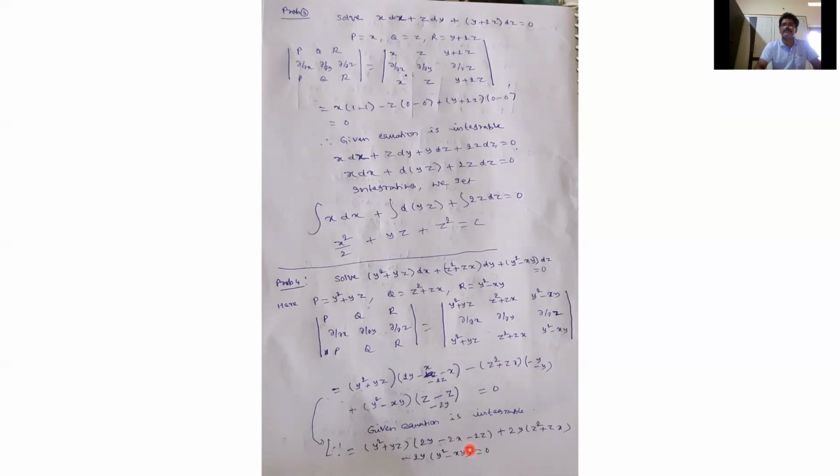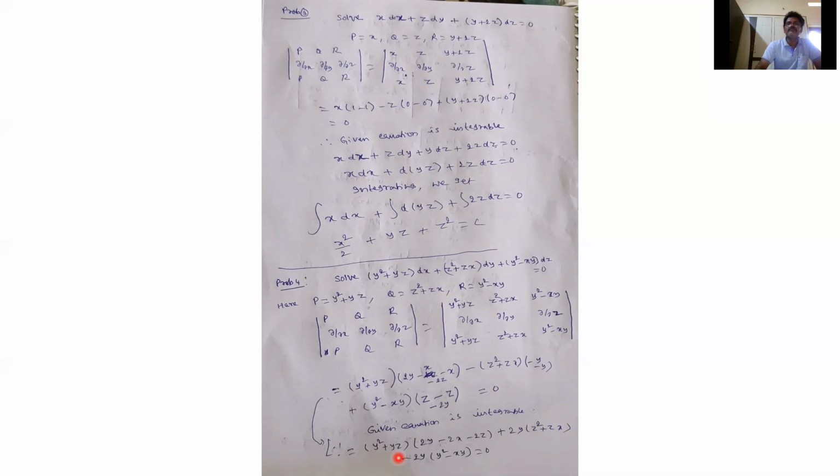See the third problem. Solve x dx plus z dy plus y plus 2z dz equal to 0. Comparing with p dx plus q dy plus r dz equal to 0, here p is equal to x, q is equal to z, r is equal to y plus 2z.